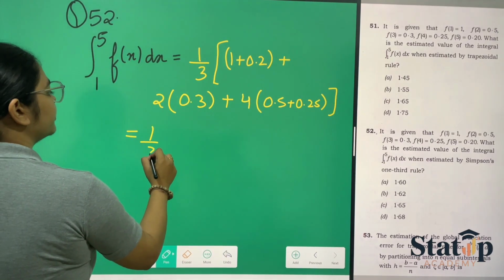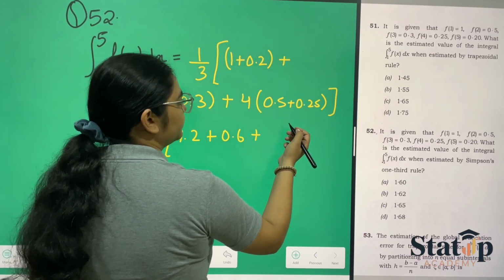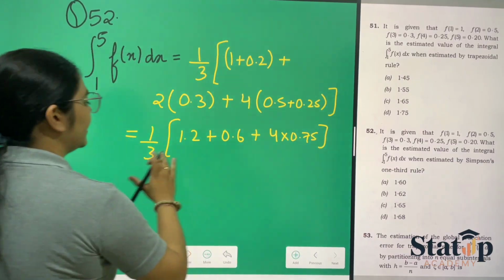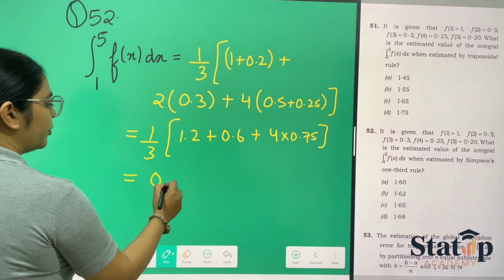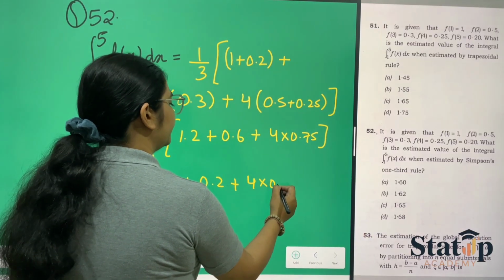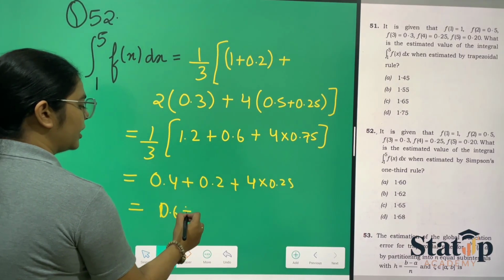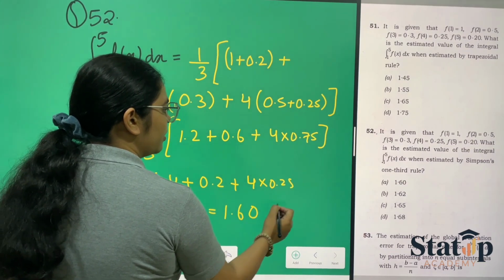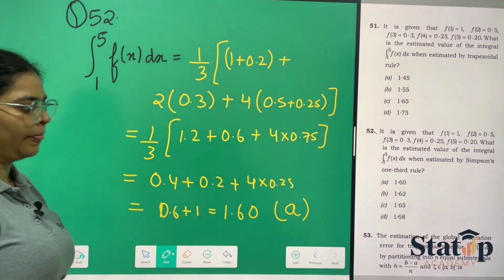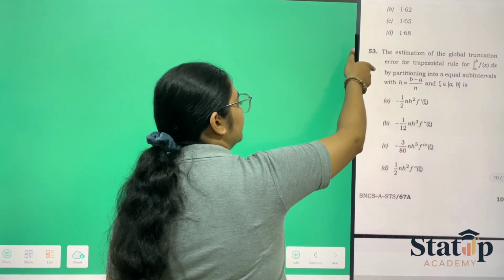So this will be 1 by 3, 1.2, 0.6 plus 4 into 0.75. Now I am dividing by 3 first and then we can add. It will be 0.4 plus 0.2 plus 4 into 0.25. This will be 1, 0.6 plus 1. This will be 1.60, which is our option number A as your correct option for this question number 52.